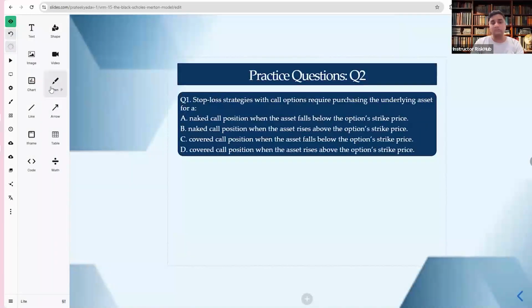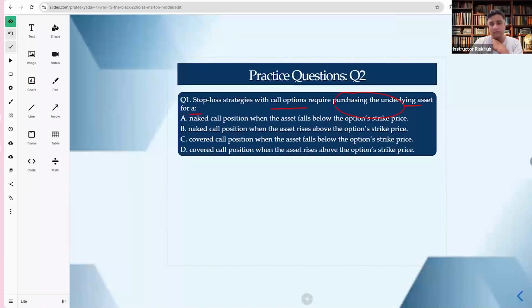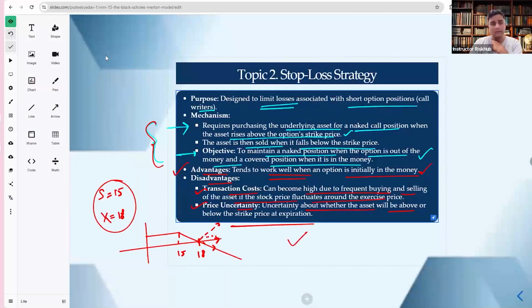Okay. Stop loss strategies with call option require purchasing the underlying asset for what? Tell me, guys. Is the stop loss strategy for a naked call position? No, wait. Stop loss strategy is for a covered call, right? Okay, sorry. Stop loss strategy is with a short option, naked only, right? Naked only. Purchasing, it's a naked call option position only. For a naked call position only. When the asset rises above the strike price. Yeah, it's for naked call only. It's for naked position only. Stop loss strategy is for naked position only, right?